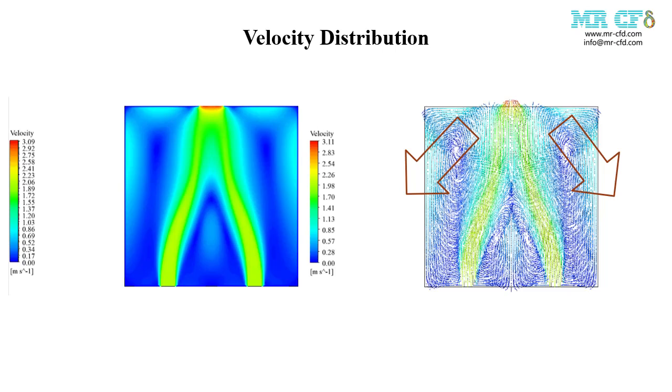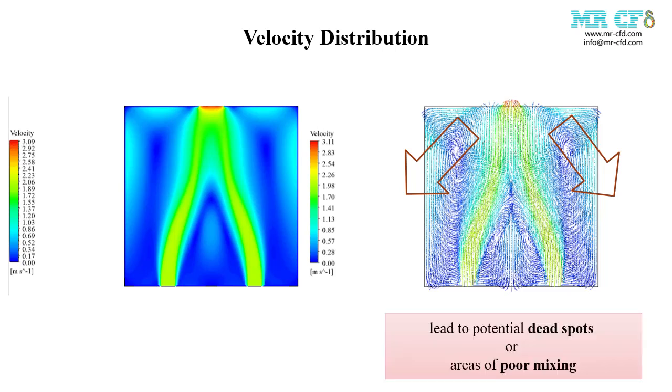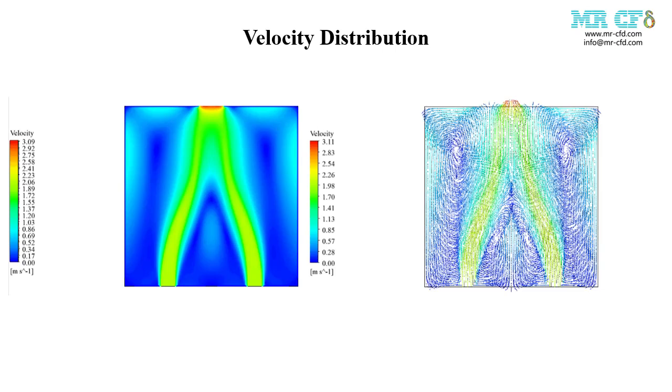Large recirculation zones are evident in the upper corners of the tank, characterized by low-velocity regions. These zones may lead to potential dead spots or areas of poor mixing, which could be problematic for certain applications. The central region of the tank shows a higher velocity, indicating the primary flow path from the inlet to the outlet. This pattern suggests efficient fluid transport through the center of the tank.